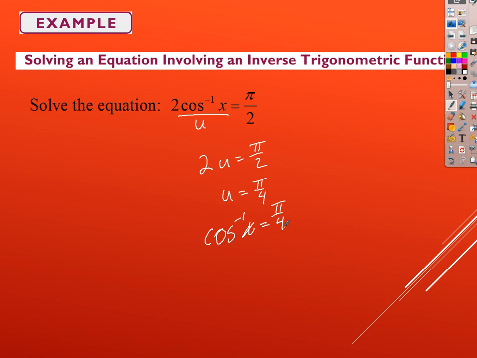So how do I technically solve that? Well, to undo inverse cosine, how do I undo an inverse? I take the original, I take cosine of both sides. And when I take cosine of both sides, this part goes away and just becomes x is equal to cosine of pi over 4. And at this point, you should not have to go and cheat, hopefully, and say x is equal to square root of 2 over 2. And that's my answer.